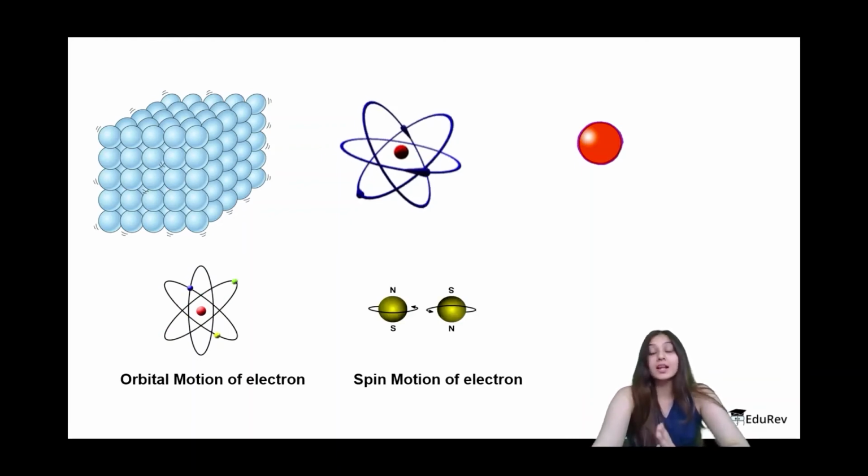This again is another type of motion which the electron is showing, which is around its own axis, and this is also the reason why it has its own magnetic moment. So the electron has its own magnetic moment, or we can say that it behaves like a magnet, because of two main things: the first one is the orbital motion of an electron around the nucleus, and the second one is the spin motion of an electron around its own axis.